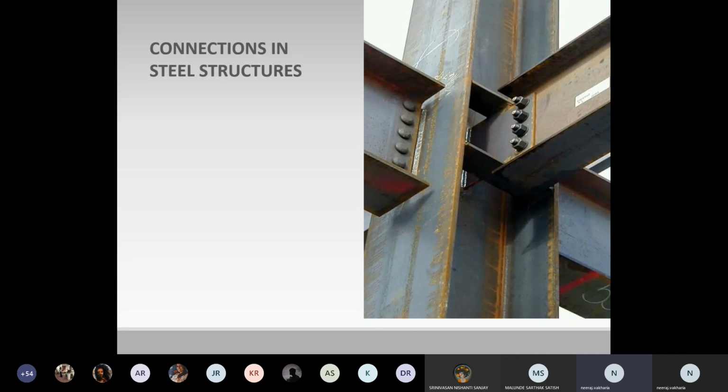Connections are the devices used to join elements of a structure together at a point such that the forces can be transferred between them safely.